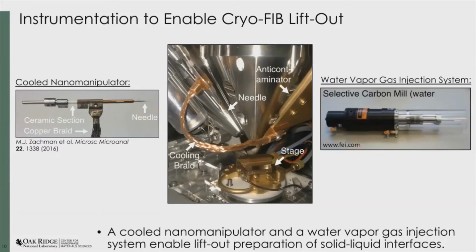Now, to actually attach the needle, we use what's called a selective carbon mill, which is water vapor. And it deposits water vapor on the surface, and it still deposits all over the surface of the sample.